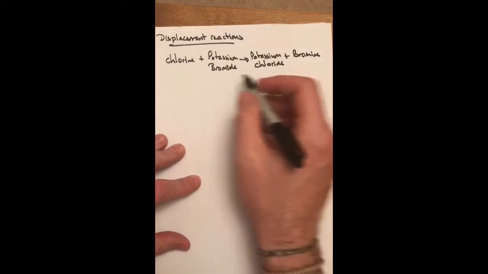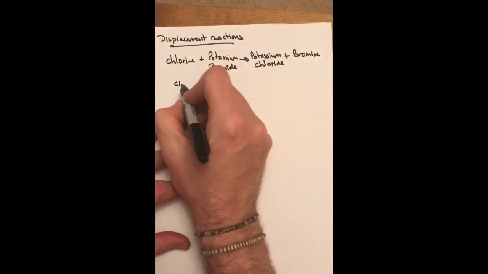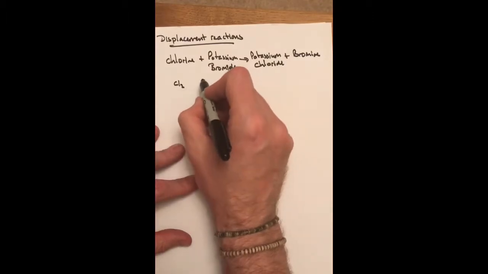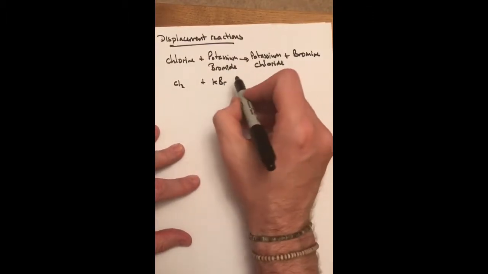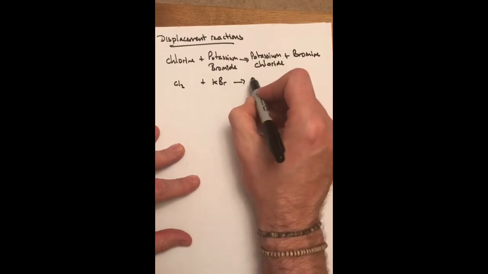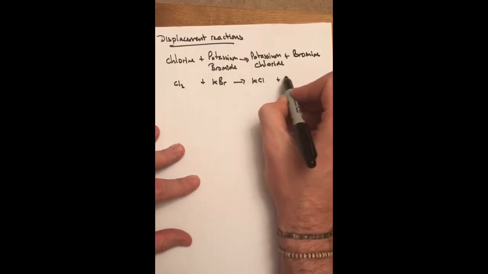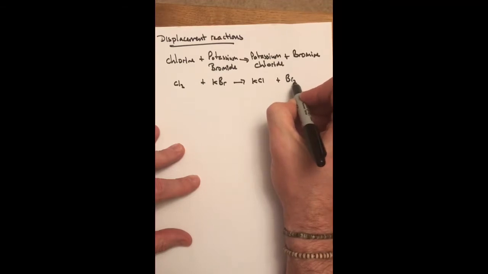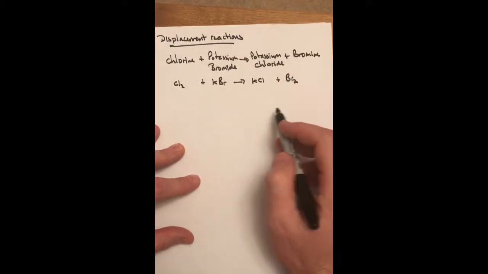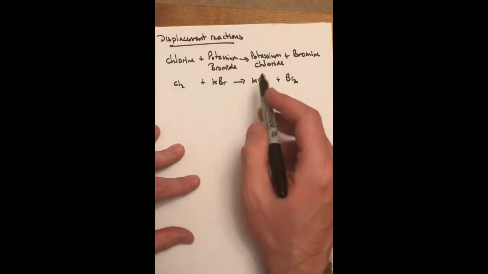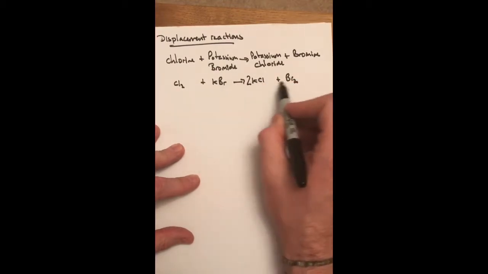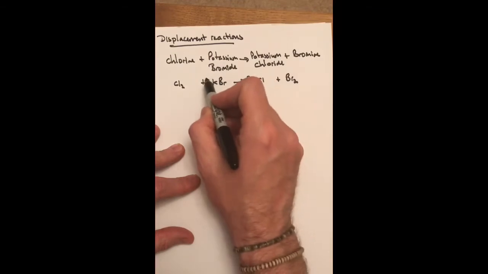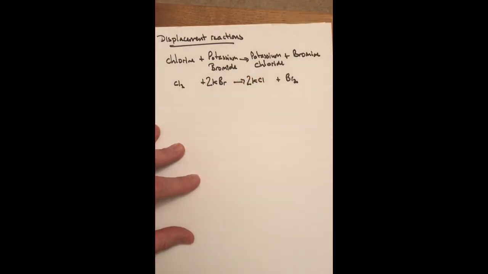In terms of doing this as a symbol equation: chlorine, diatomic Cl2, plus potassium bromide, potassium's K, bromide Br, KBr, gives potassium chloride, KCl, and bromine, remember it's diatomic, Br2. Now that isn't balanced. We've got 2 chlorines, only 1 on the other side, so we needed 2 there. And we've got 1 bromine here, and 2 here, so we needed 2 there to make it balanced. We've got a balanced equation.